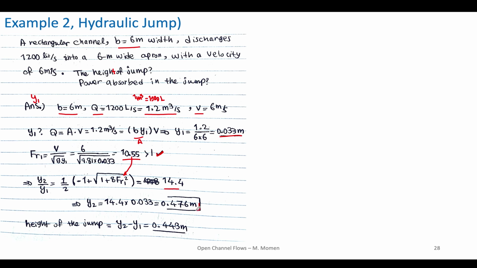So Y2 is going to be 0.476 meter. 0.476 meter is going to be the downstream depth of the flow.